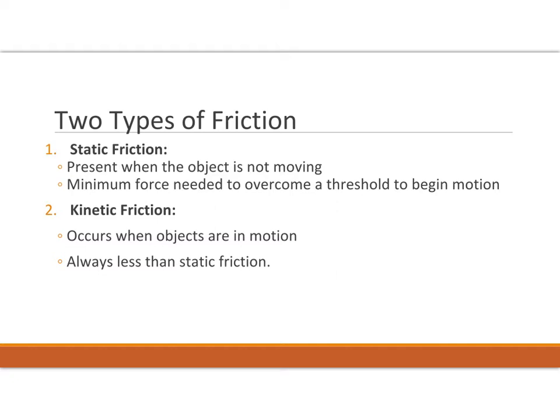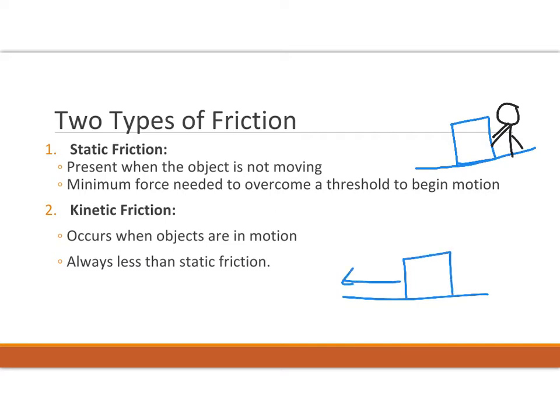So there are two types of friction. The first one is static friction. So this is when an object is not moving. So this is when something is sitting on the ground and I am pushing it to get it started. Okay, so I keep pushing it and finally there'll be a point where it starts moving. So at this situation, when it starts moving, I'll have kinetic friction.